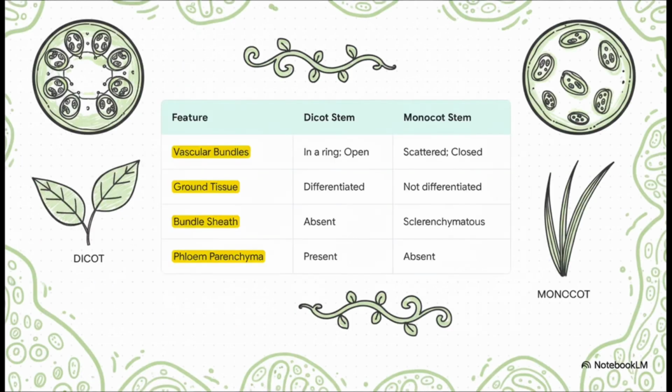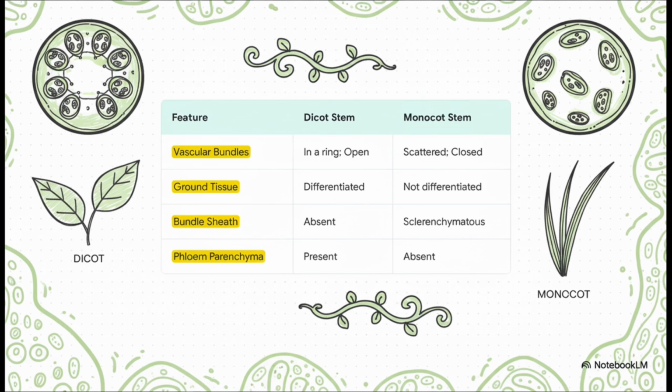And here we go, another critical summary table, this time for stems. Let's hammer these points home. Dicot stem, bundles in a ring and they're open. Monocot stem, bundles are scattered and they're closed. In dicots, the ground tissue is nicely differentiated into a cortex and a pith. In monocots, nope, it's all just ground tissue. Monocots also have a tough bundle sheath around their vascular bundles.